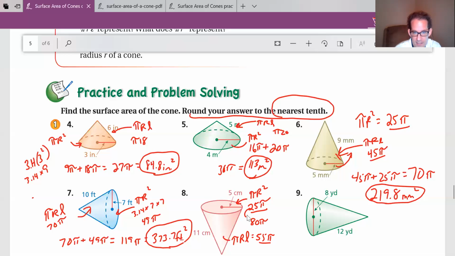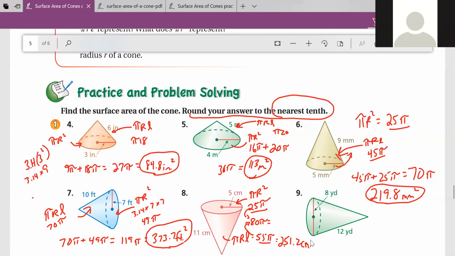When I put these together, they come together to equal 80 pi. And I simplify that by simply multiplying 80 times 3.14 for a surface area of 251.2. 251.2, and this is square centimeters.